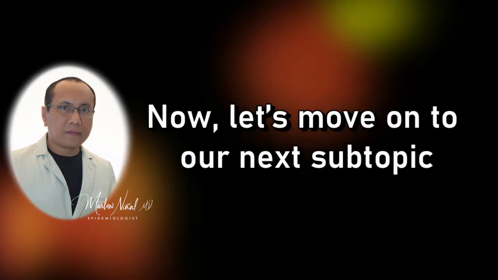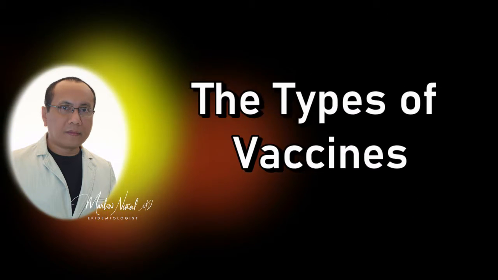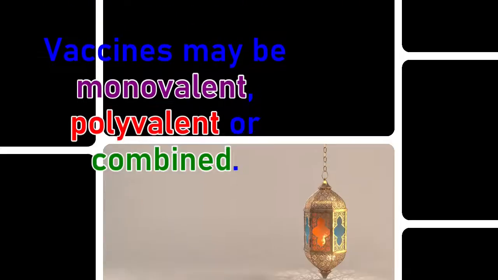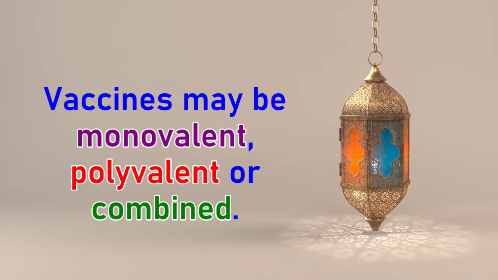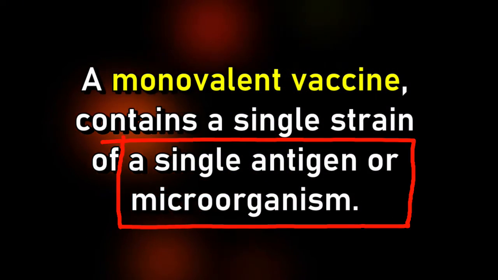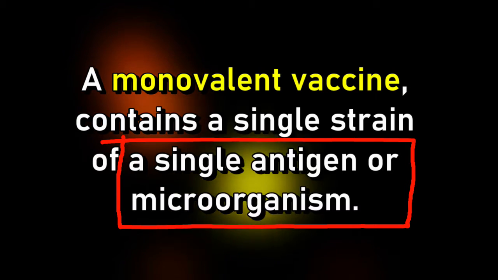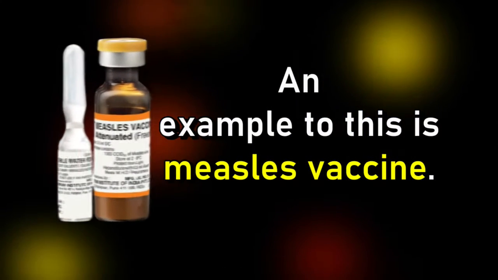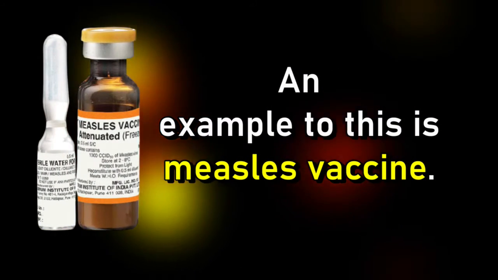Now, let's move on to our next subtopic, the types of vaccines. Vaccines may be monovalent, polyvalent, or combined. A monovalent vaccine contains a single strain of a single antigen, or microorganism. An example of this is the measles vaccine.